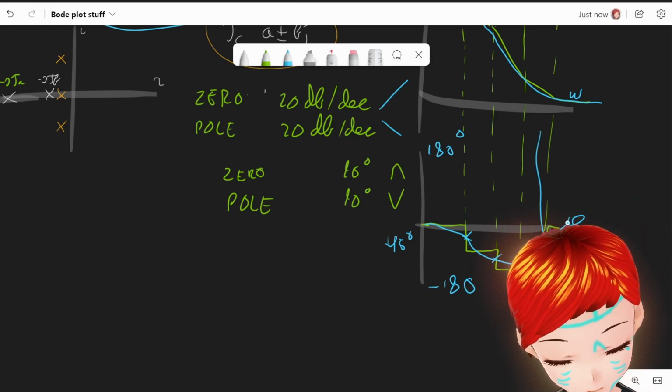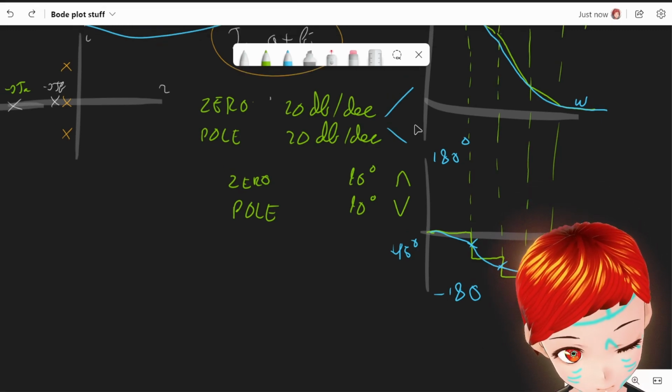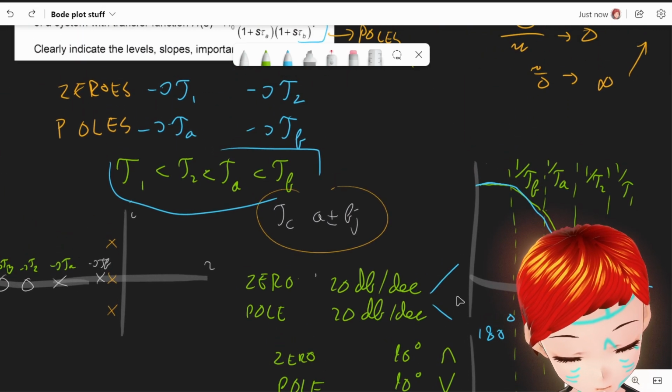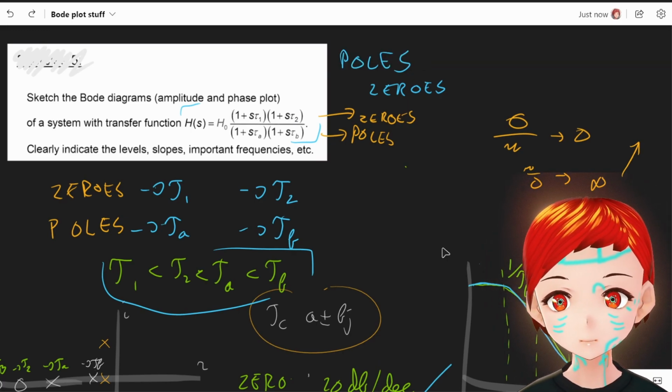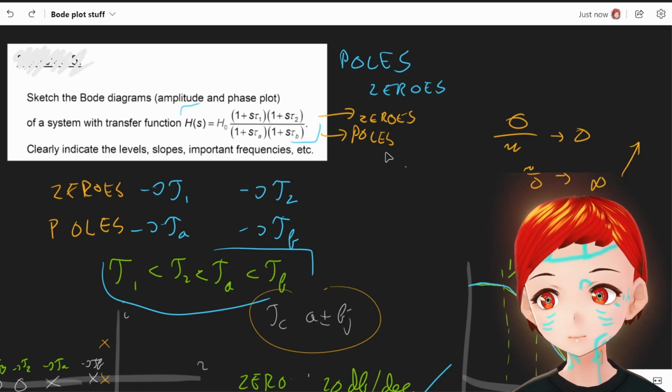So this is pretty much how to draw these Bode plots if a function is given like this. Usually though, you'll need to begin by actually getting these zeros and poles out of the equation.